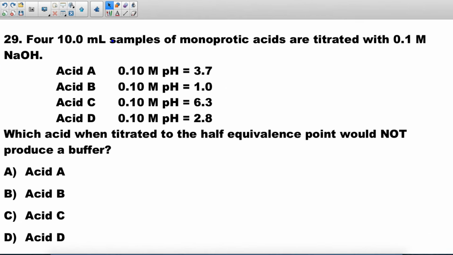The only way to produce a buffer is to titrate a weak acid with the strong base NaOH. Titrating a strong acid with the NaOH will not give you a buffer. It'll give you conjugates that are absolutely worthless. Therefore, number 29 is basically the exact opposite of number 28. Acids A and C and D are all weak acids. Acid B is the only strong acid. Therefore, acid B is the only one that will not give you a buffer of some kind.